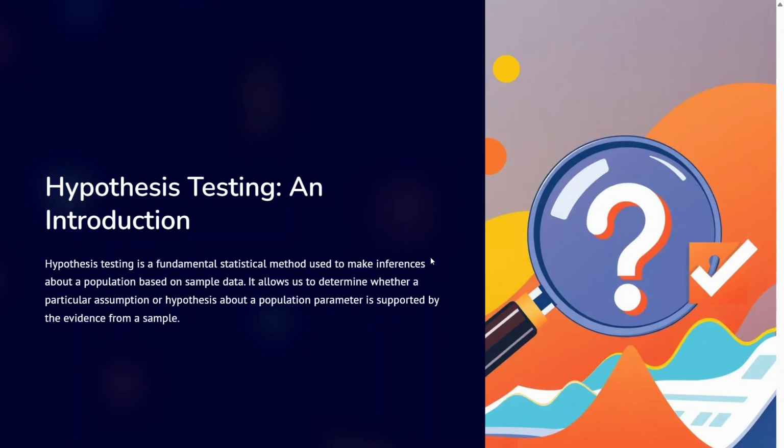So let's start with this definition. Hypothesis testing is a fundamental statistical method used to make inferences about the population based on sample data. Think of it as asking, does the evidence from the sample support the assumption we made about the population? For example, suppose a company claims their newer battery lasts longer than the old ones. We can't test every battery, so we take a random sample and use hypothesis testing to check if the claim is true.